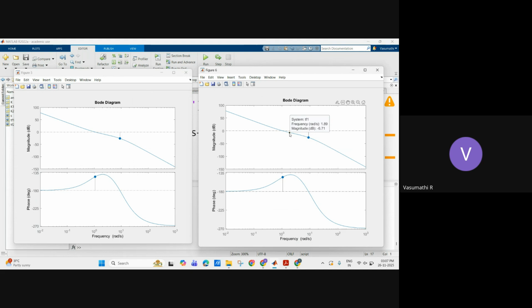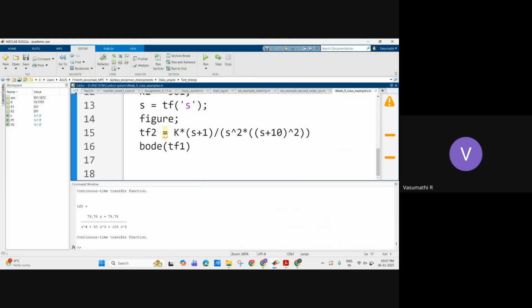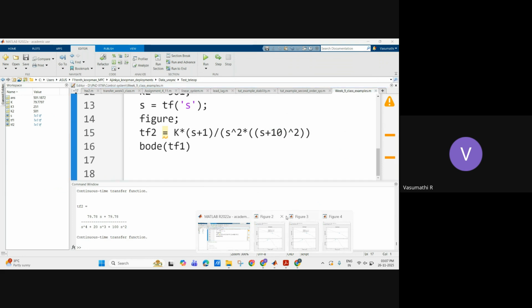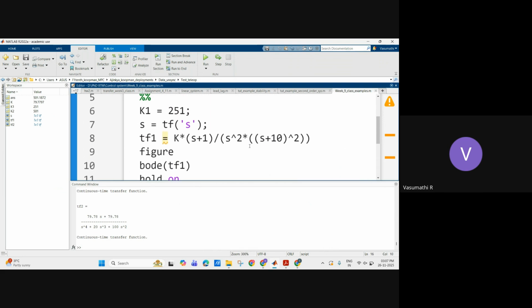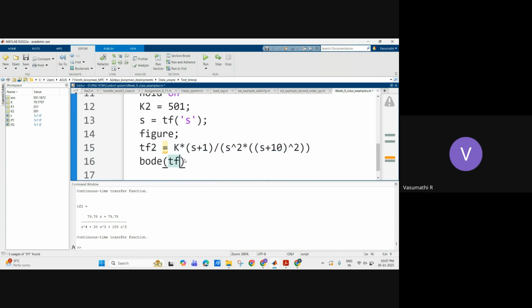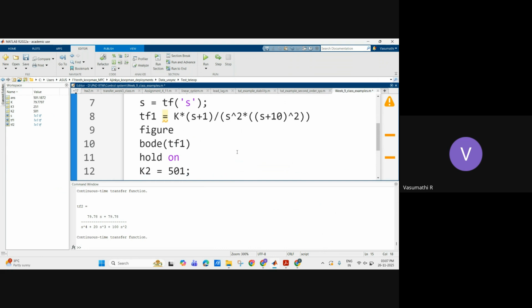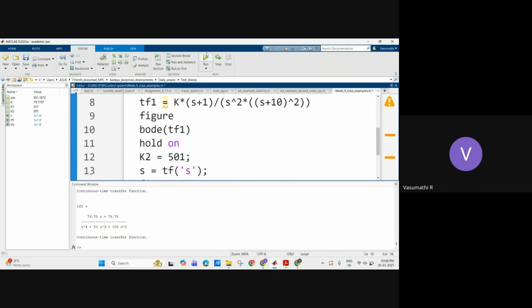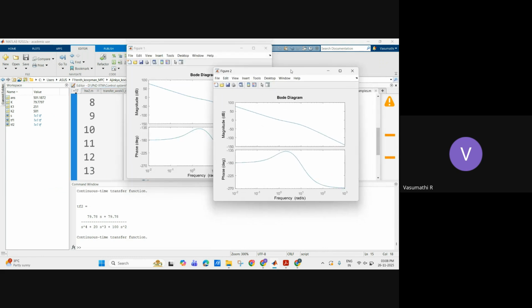For minus 3 decibels frequencies, I don't think this has changed. Okay, now it's 251. So that's all. Okay, silly mistakes.